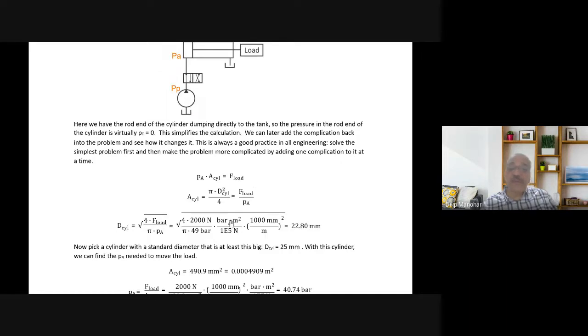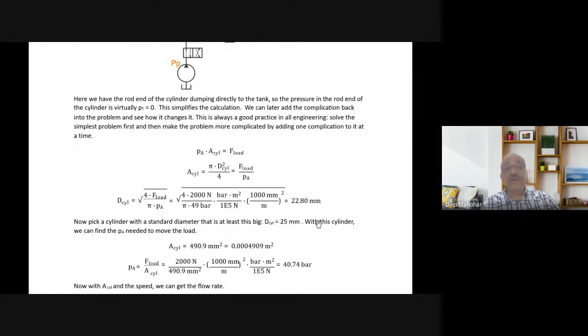So you substitute the value of pressures and PA value. After substituting the value, convert into correct units, and we get a diameter of cylinder as 22.8 millimeter. This is just a first guess. It is not the perfect value, but this is to start with. We get some value of the cylinder size. That means cylinder diameter is 22.8.